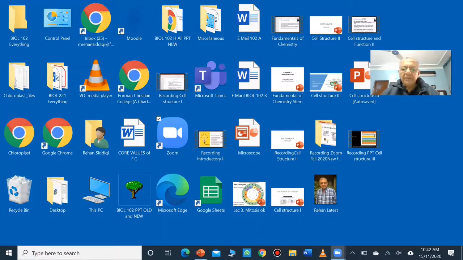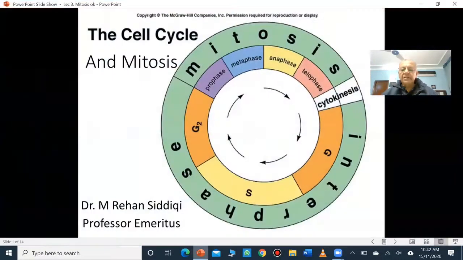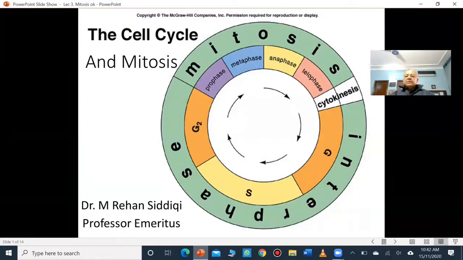And today I'm going to talk about mitosis and the cell cycle. Now you know that some organisms are made up of only one cell. They are called unicellular. Most of the organisms you are familiar with are made up of many cells. They are called multicellular.